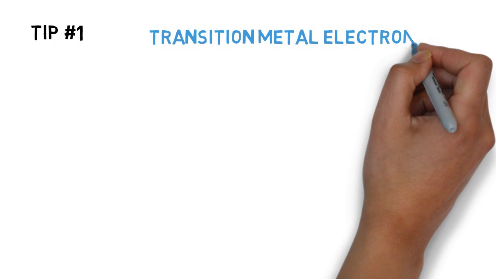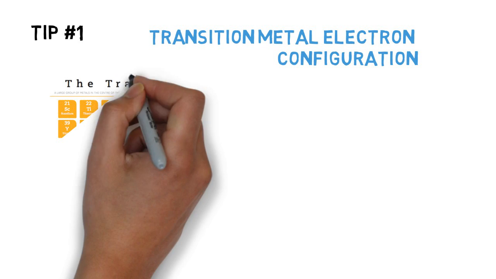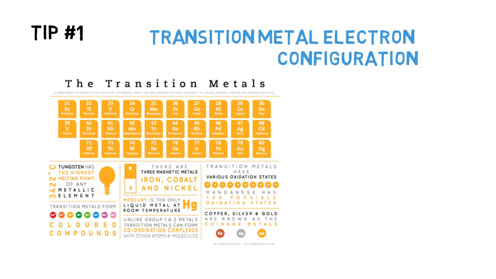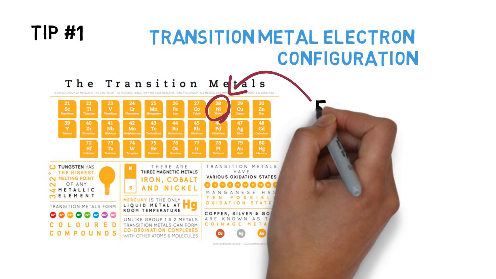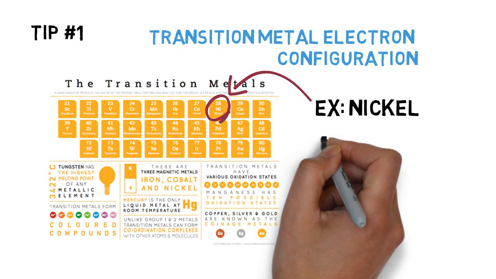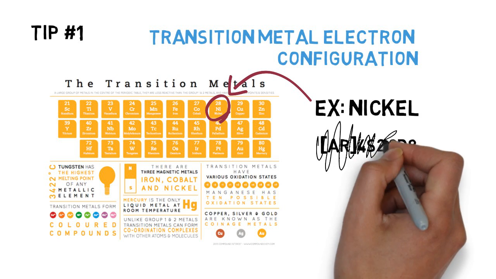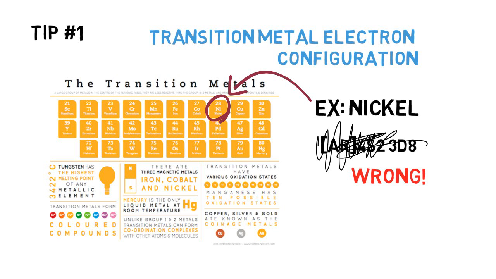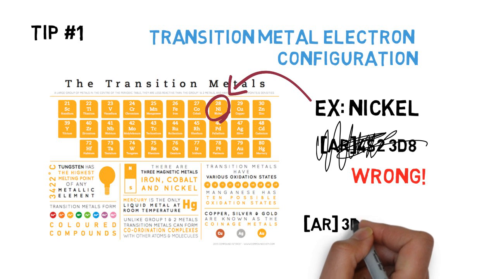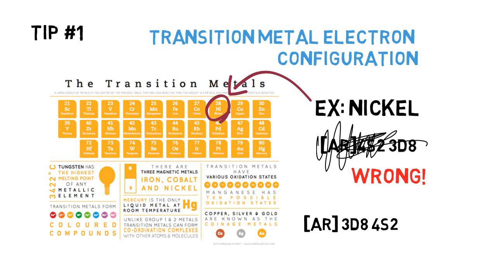Tip number 1. In transition metal electron configuration, the 4s shells are filled before the 3d shells. This is because of the overlap of the orbitals, due to the 3d shells being higher in energy than the 4s shells. This means that if we take nickel as an example, the electron configuration is argon 4s2 3d8, right? Well, that's wrong. The electron configuration is to be written in numerical order, meaning that the correct electron configuration of nickel is argon 3d8 4s2. When electrons are removed from transition metals, as in creating ions, however, the 4s electrons are removed first.